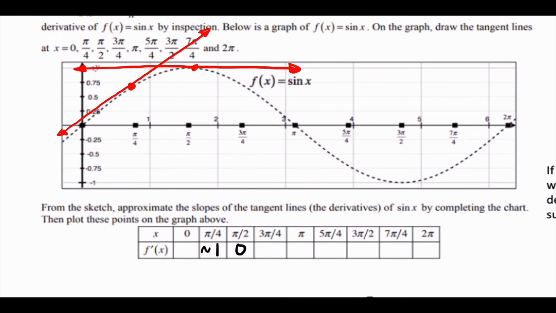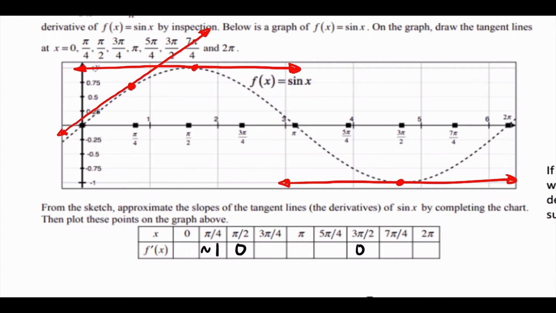Okay. Where else? Is there anywhere else on the from 0 to 2 pi where it would have 0 as a slope of a tangent line? 3 pi over 2. Yeah, 3 pi over 2 it would, right? Same thing, tangent line that looks like that. Okay. All right. So let's put 0 there. 3 pi over 2, 0 there.